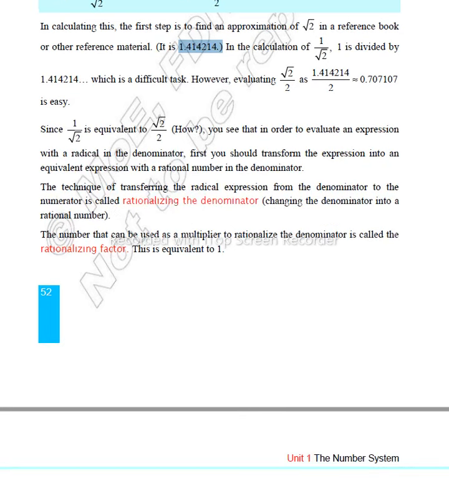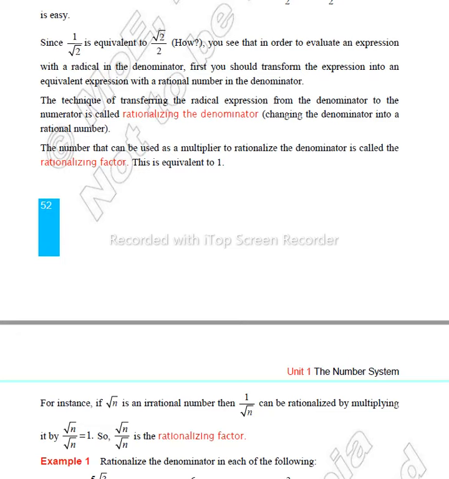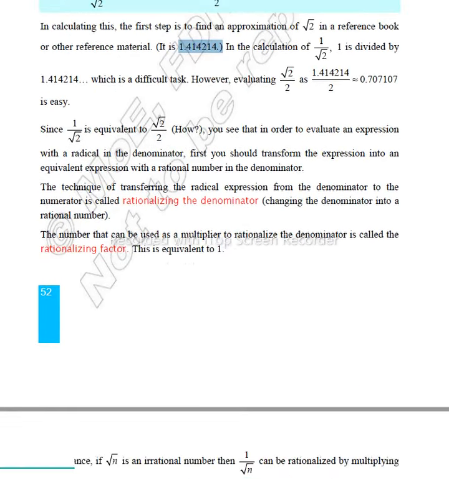So for such a number, the technique of transferring the radical expression from the denominator to the numerator is called rationalizing the denominator, changing the denominator into a rational number. So this is called rationalizing the denominator. The number that can be used as a multiplier to rationalize the denominator is called the rationalizing factor. We rationalize such numbers with an example.